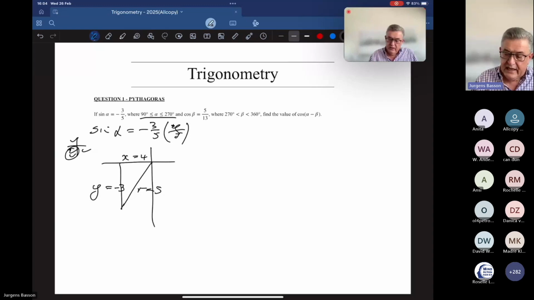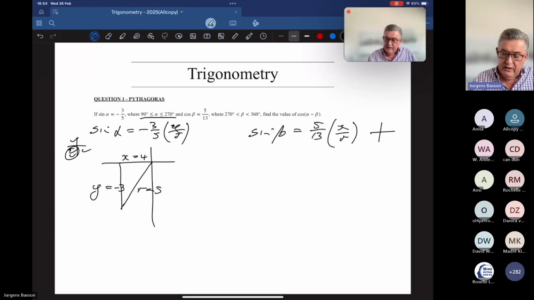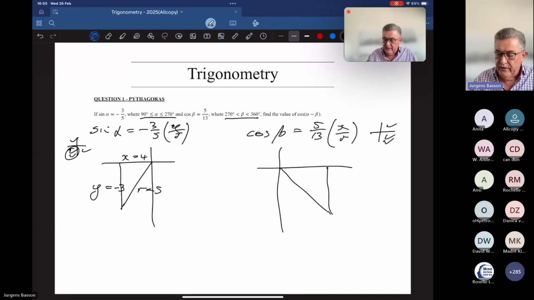Now we do the same for beta. And that is cos beta equals 5/13, which is x/r. I draw a Cartesian plane. Cos is positive in 1 and 4. The restriction is 270 to 360, which is the fourth quadrant. So that means this triangle is in the fourth quadrant.